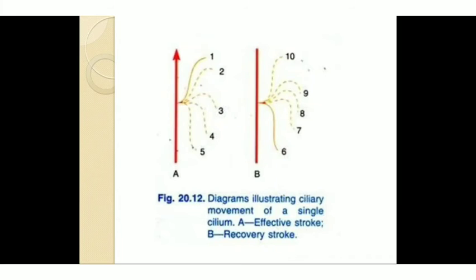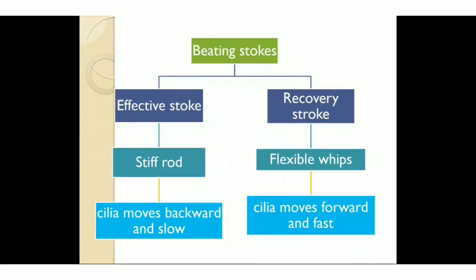When it reaches 5, it almost touches the body of itself, and when it touches the body of itself, that means it is the end of the effective stroke, and then it starts going back slowly to the normal position. That is also called the recovery stroke. I hope you have got what the effective stroke and recovery stroke are. So there are two types of strokes, effective stroke and recovery stroke.